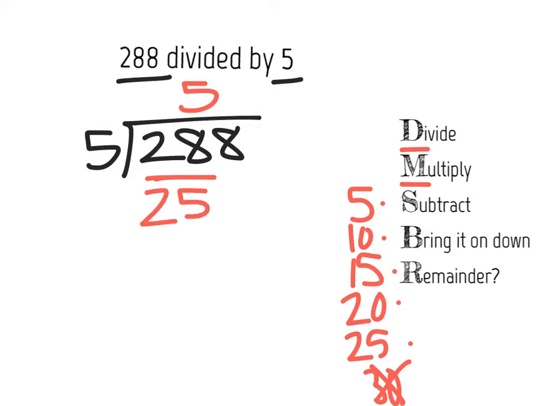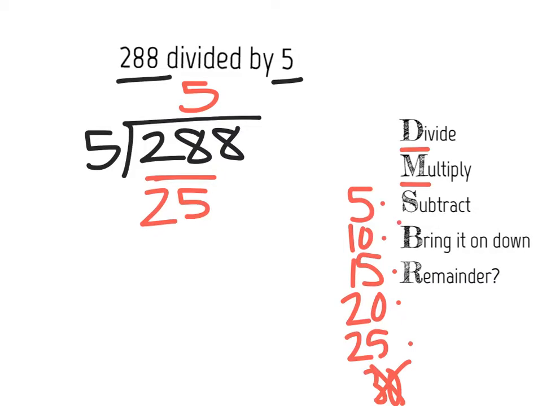Also notice, kiddos, where I put that number 5. I didn't put the 5 over the 2. I put it over the 8. And that's because we didn't divide by that 2. We divided by 28. So that's why I put that 5 right up there.